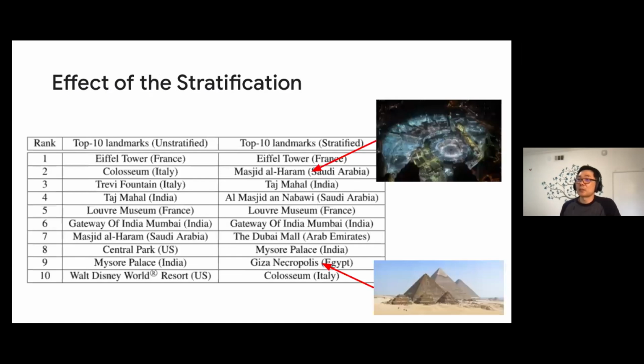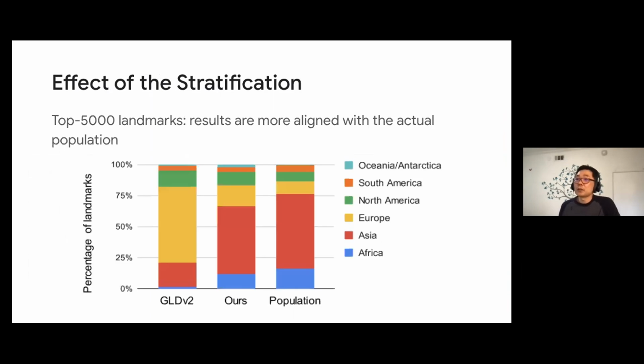These are the top 10 landmarks before and after the stratification. We see that Masjid al-Haram, the Great Mosque of Mecca, is now ranked at top 2. And we also see the Giza necropolis in the top 10. When we see the top 5,000 landmarks, we can see that the results are more aligned with the actual population compared with GLDV2.